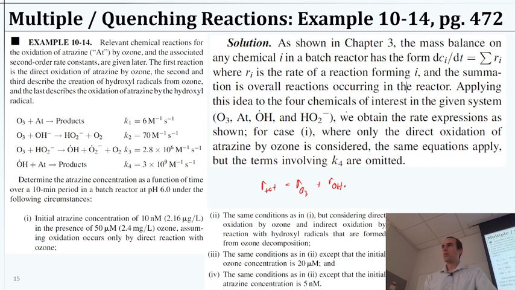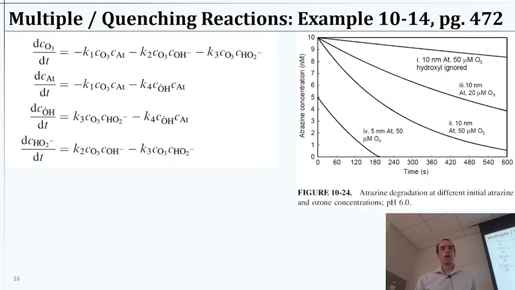Does anybody remember? HO2 minus. Okay, no problem. We obtain rate expressions as shown, and I'll bring those in a second. All right, so then we have these four different reaction systems, right? For dC of ozone over dt, we have those reactions. For dC of atrazine over time, we have these two. For hydroxyl radical, these two, and for this other one, we've got these two.